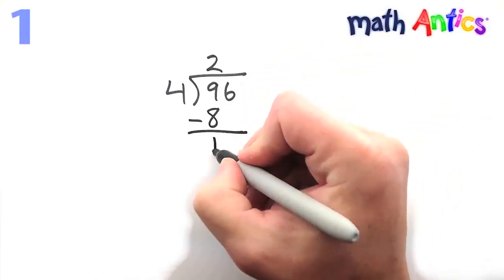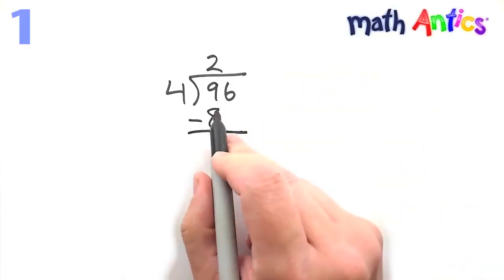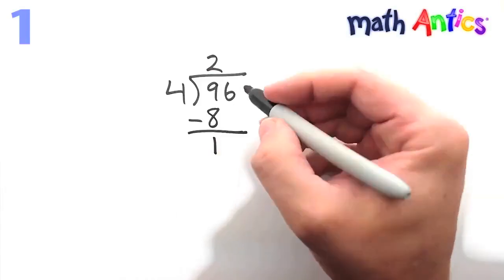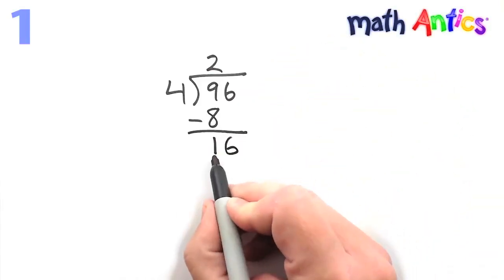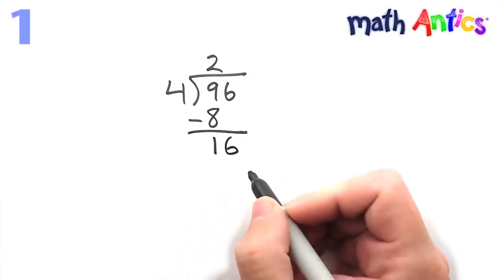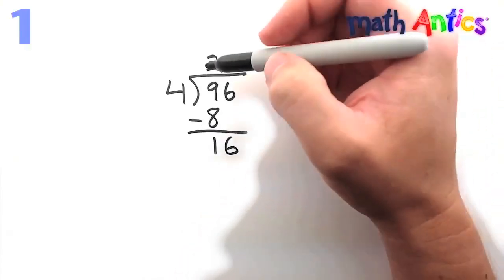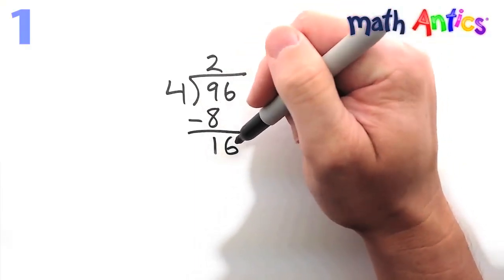That gives us 1. And now we need to bring down a copy of the next digit over. We move on to the digit to the right, which is this 6. We bring a copy of it down to combine with the 1. So now we have 16 here, and so we're going to divide up this 16 now. So we ask, how many 4s does it take to make 16 or almost 16?